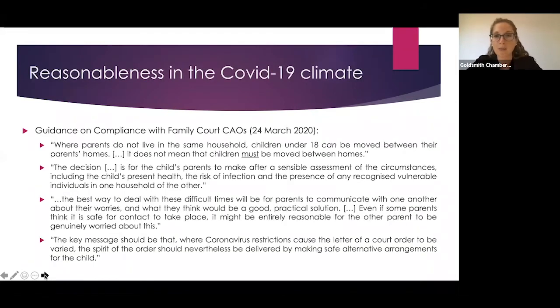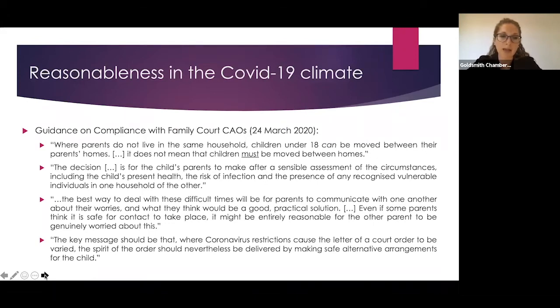I appreciate that many of you may well already have had clients contacting you to ask about the enforcement of orders during this COVID-19 health crisis, and you may well end up still receiving questions about the enforcement of orders given the current circumstances. The family courts have issued guidance on the 24th of March, and you may well have read through that already.